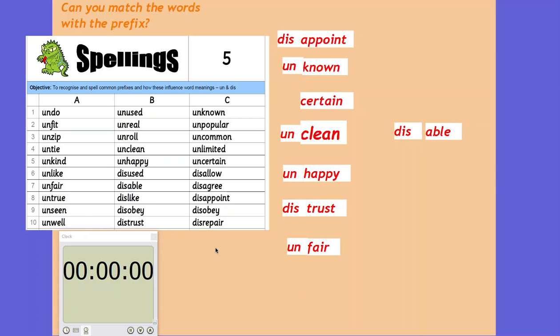Okay, so these are your spelling words for the week. Keep practicing them at home. Remember, if you don't know any of the spelling words, you can look them up in the dictionary to understand the meaning and keep practicing them so that you can spell them correctly for your spelling test.